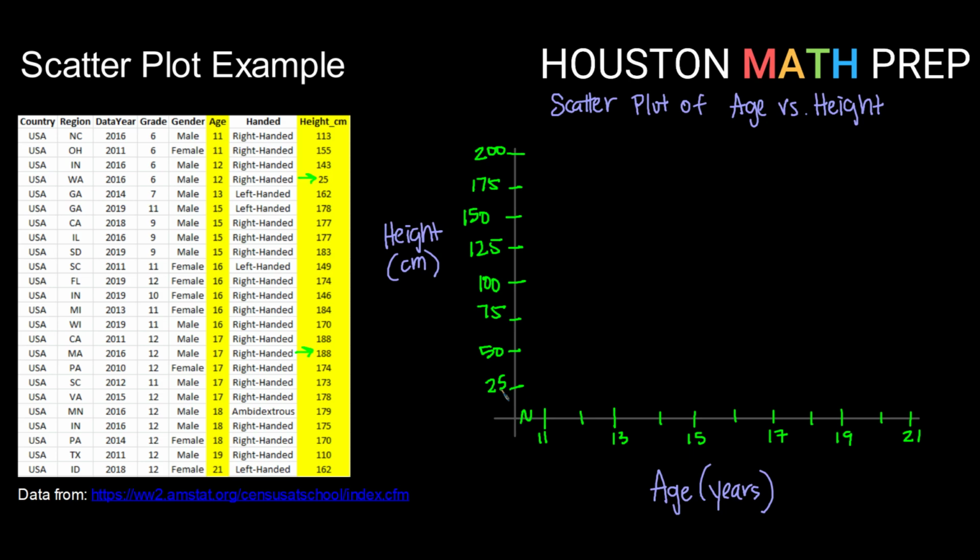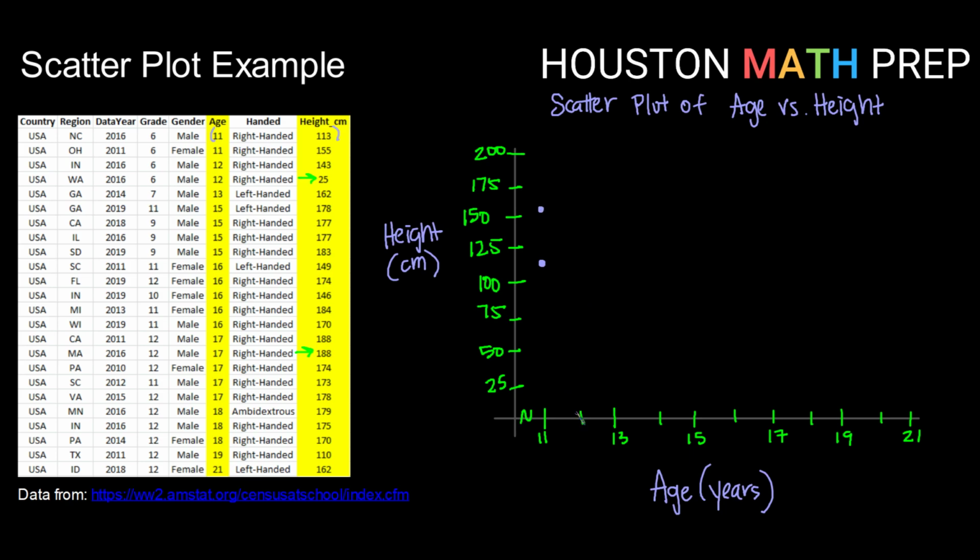So we're going to go from there, and now what I need to do is put a point that represents each one of these pairs of data. So let's look at our first pair. We have 11 as our age and 113 as our height. So I'm going to go to an age of 11 and a height of 113, which would be about right here, and I'm going to place a dot. There's my first data point graphed. Now I do the same thing for each and every point. Next one is 11, 155.